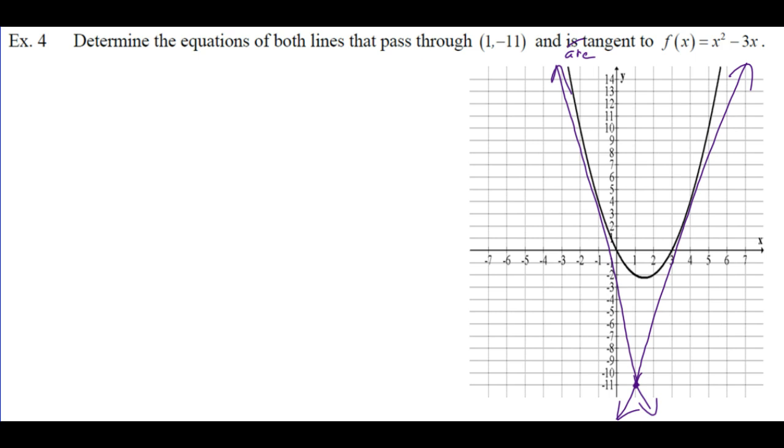What do we know about the slope of the tangent line? Yeah. So the slope of the tangent is the derivative of the function, which is 2x minus 3, right?